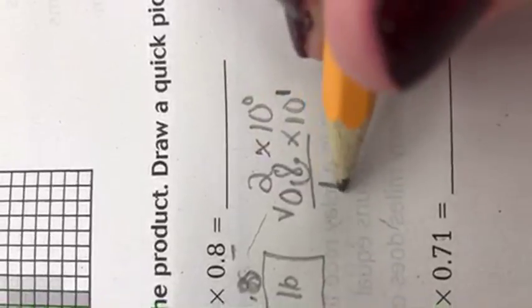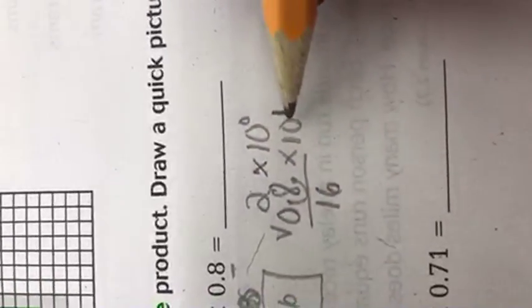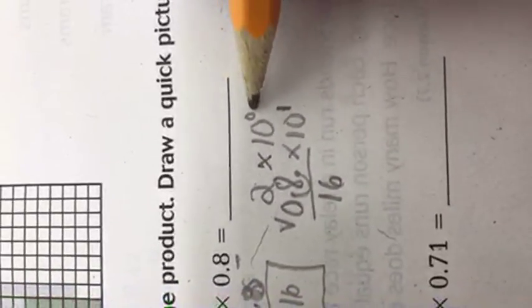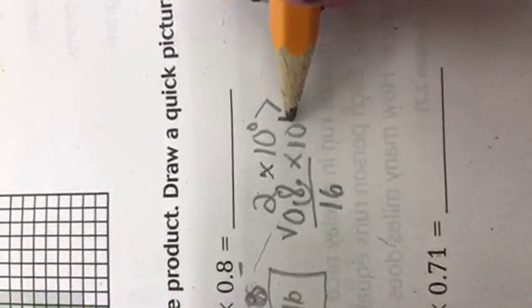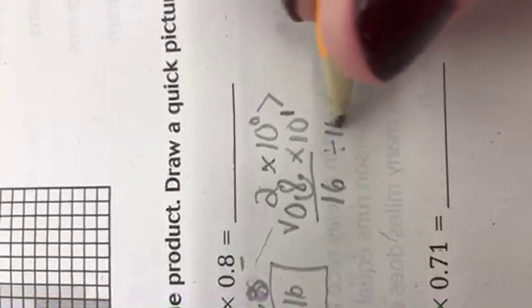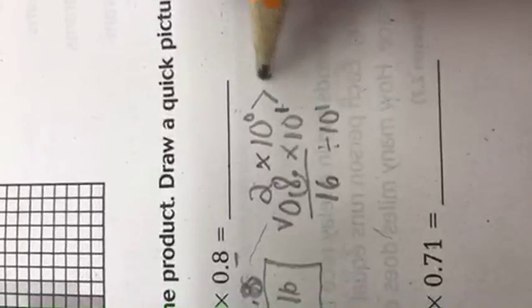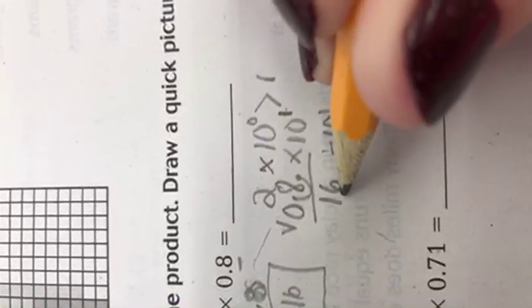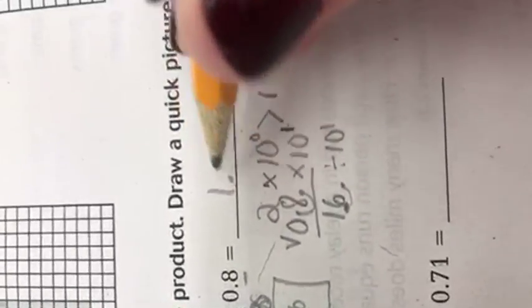2 times 8 is 16, and in order to place my decimal, I need to move over my decimal. 10 to the power of 0 plus 10 to the power of 1, it means I need to divide it by 10 to the power of 1. 0 plus 1 is 1. Move it over 1 time, and now my answer is 1 and 6 tenths. Do the same thing here.